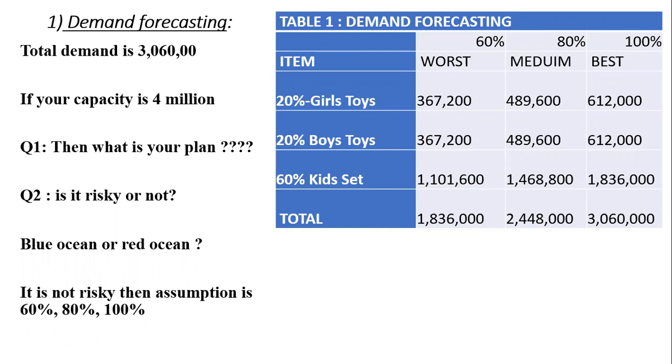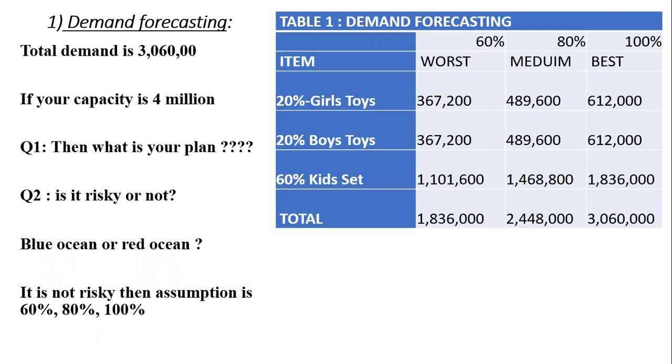Then what is your plan? My plan is going to apply the 3,660,000. Then question 2, is it risky or not? It depends, is it a blue ocean or a red ocean? Blue ocean means clear of competition, few competitors. Red ocean means severe competition, many competitors in the market.